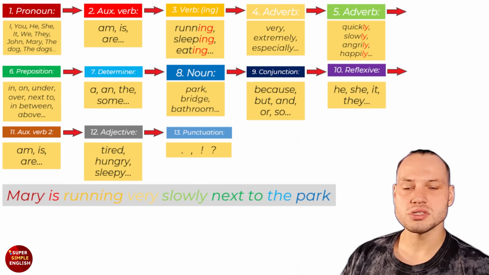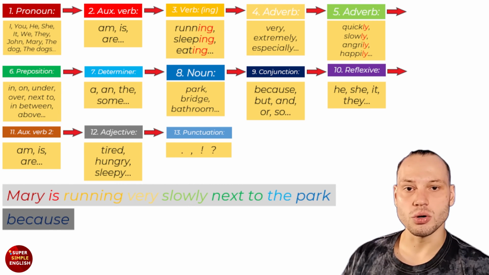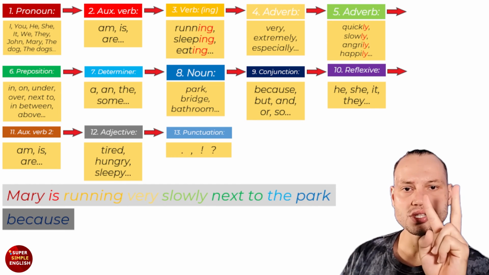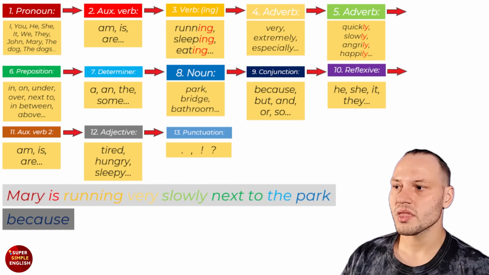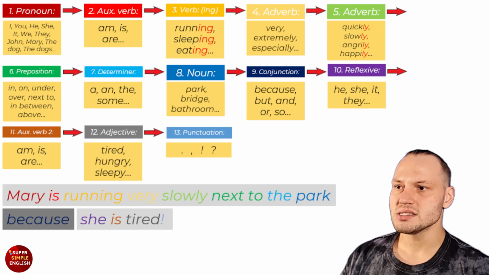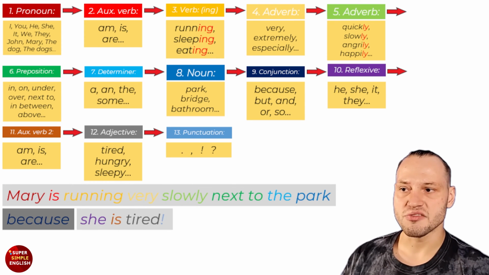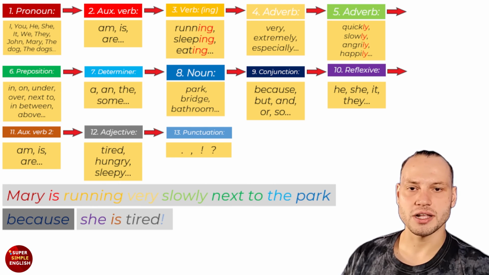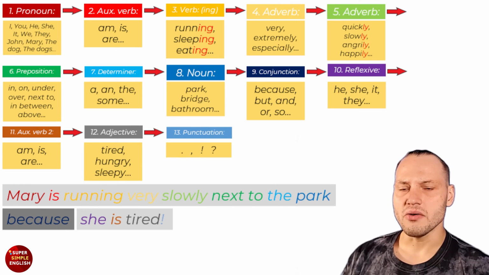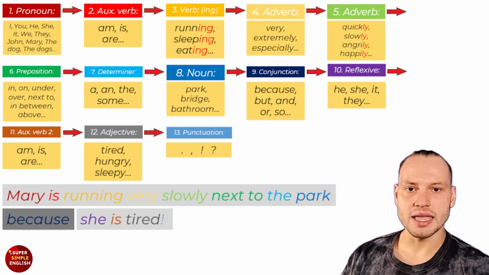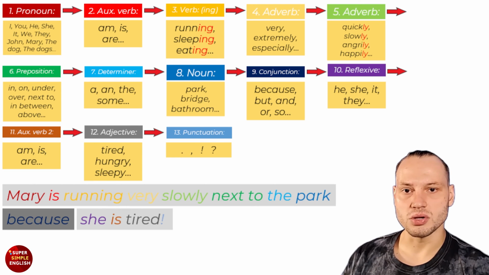Then we will use conjunction because. And we will join sentence number 1 to sentence number 2. Sentence number 2 is she, reflexive pronoun, is, auxiliary verb 2, tired, adjective, exclamation mark, punctuation. So Mary is running very slowly next to the park because she is tired.